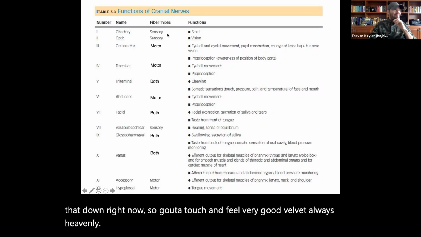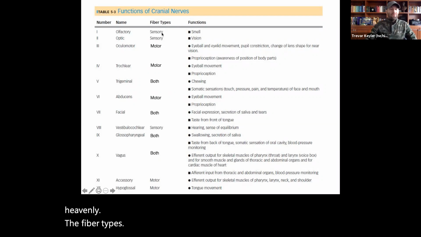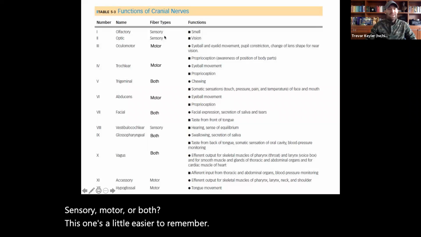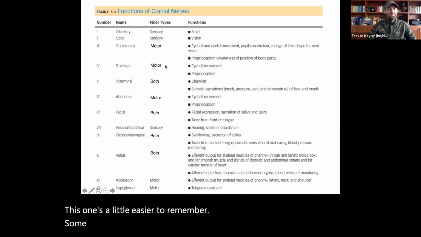It's absurd. And then the fiber types: sensory, motor, or both. This one's a little easier to remember. Some say marry money, but my brother says big brains matter more.